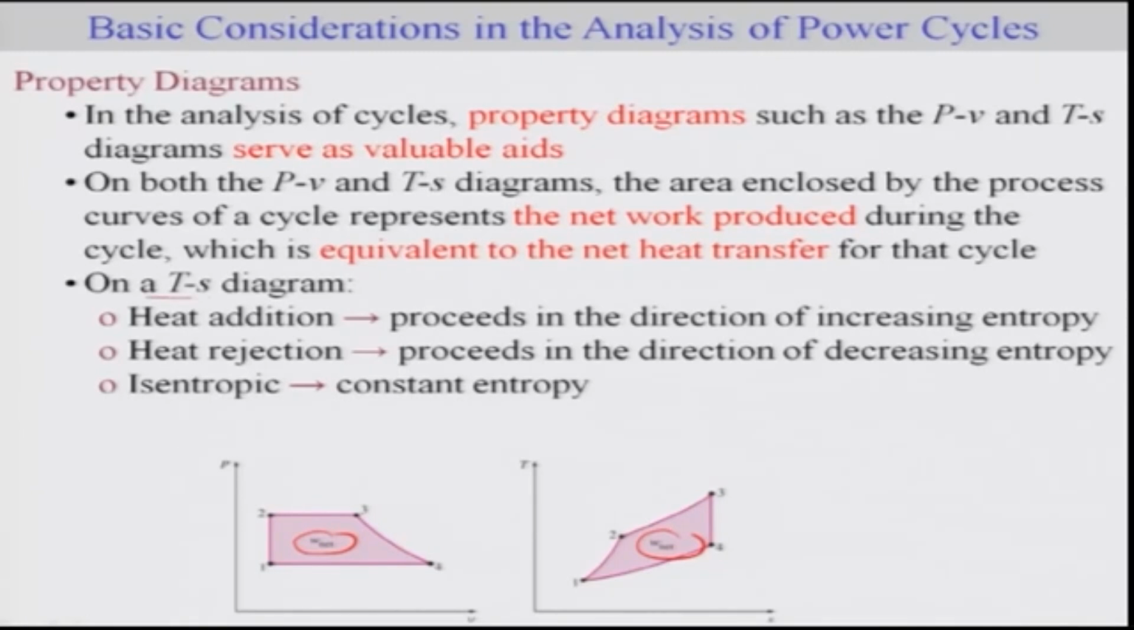Or for the case of a TS diagram, we are aware of the fact that heat addition proceeds in the direction of increasing entropy. So essentially, if you consider something like this, then it's very clear that the 1-2 and 2-3 processes involve heat addition, and heat rejection will proceed in the direction of decreasing entropy, and an adiabatic process would be your constant entropy. So this is representative of changes in the entropy corresponding to different heat addition, rejection, or adiabatic processes.